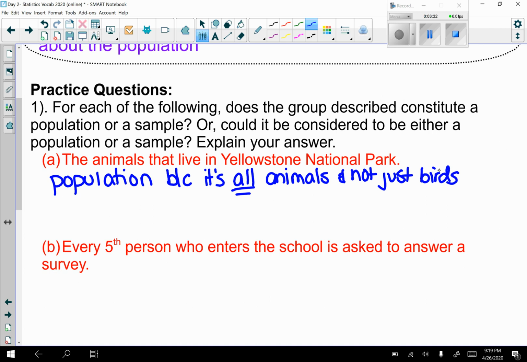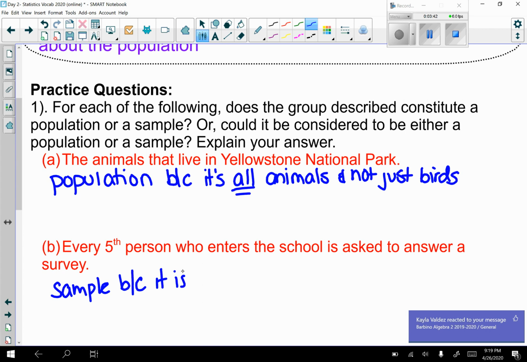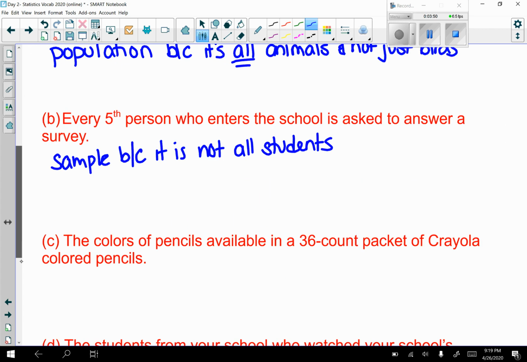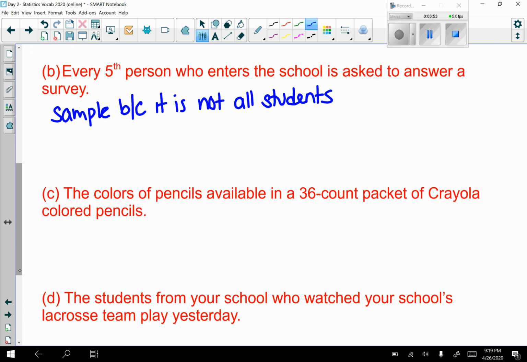B, every 5th person who enters the school is asked to answer a survey. This should be a sample because it is not all students. That one is definitely a sample. It can't really be argued.